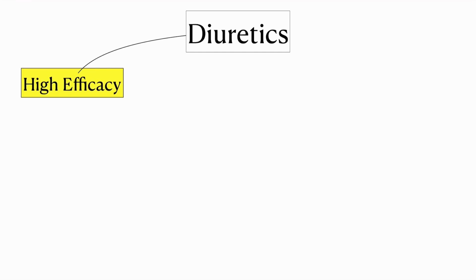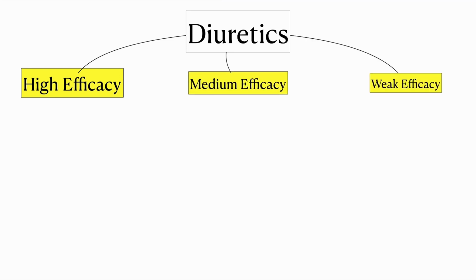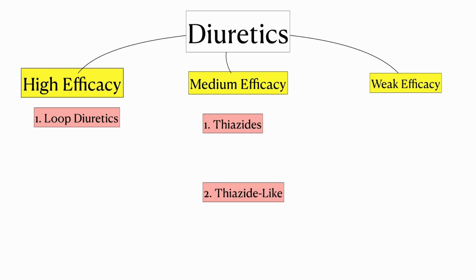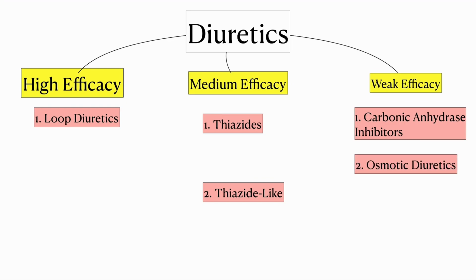Now, based upon their efficacy, diuretics can be classified into high efficacy drugs, compelling you to go to the washroom more and more compared to the other drugs, the medium efficacy drug, and the weak efficacy drug. The high efficacy drugs include the loop diuretics. In medium efficacy, we include thiazides and thiazide-like, and in the weak efficacy drugs we include carbonic anhydrase inhibitors, osmotic diuretics, and potassium-sparing diuretics. Oh, that's so much. But for now, just remember these three classifications: high efficacy, medium efficacy, and weak efficacy.